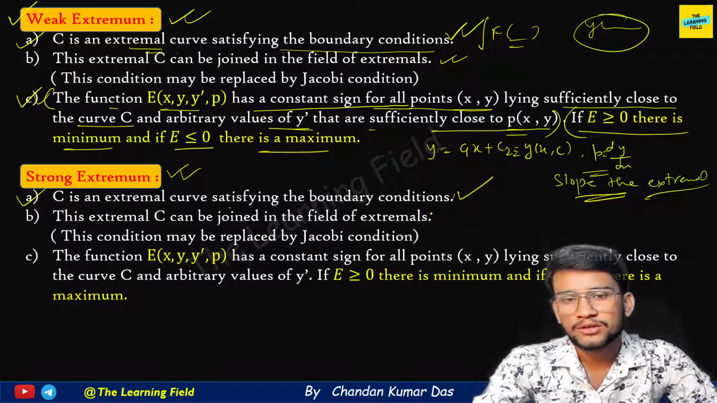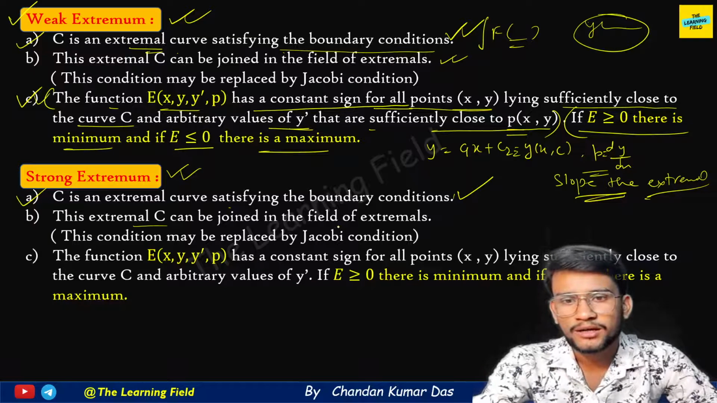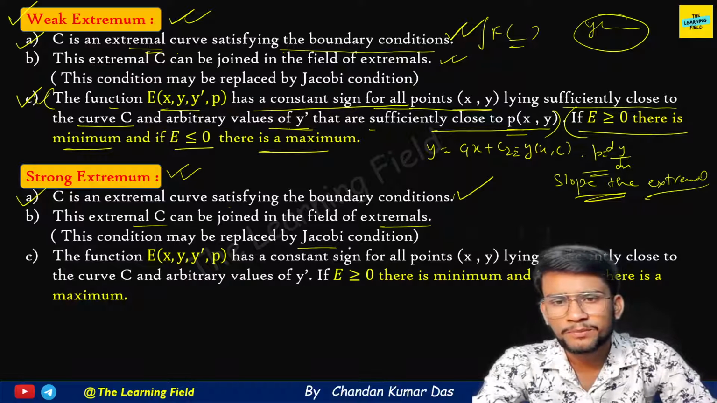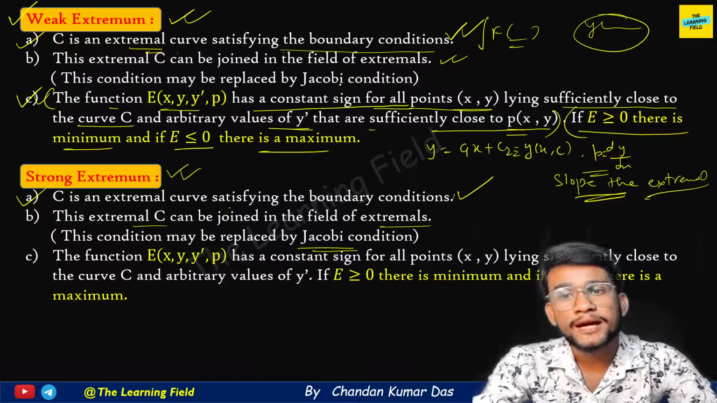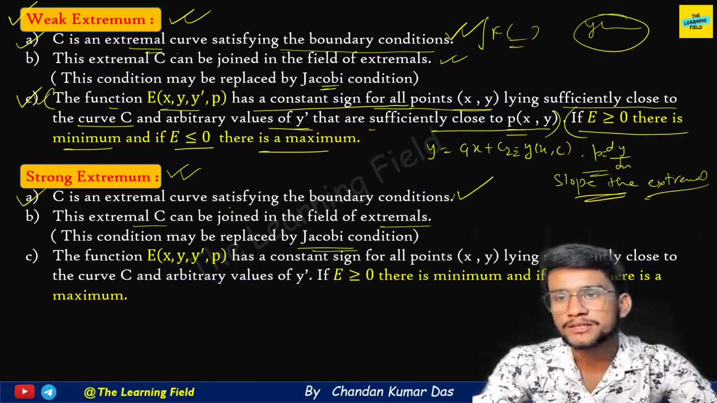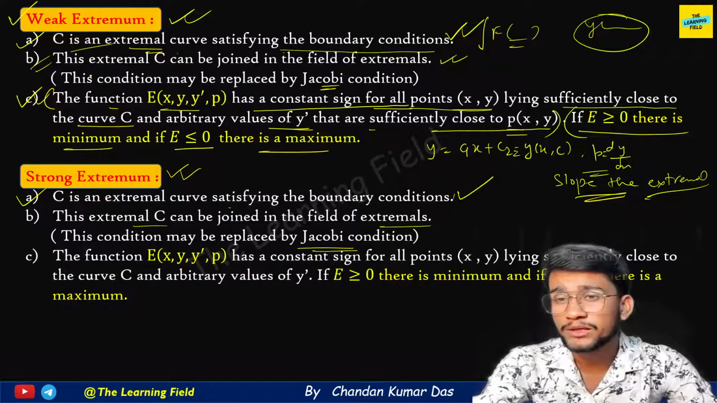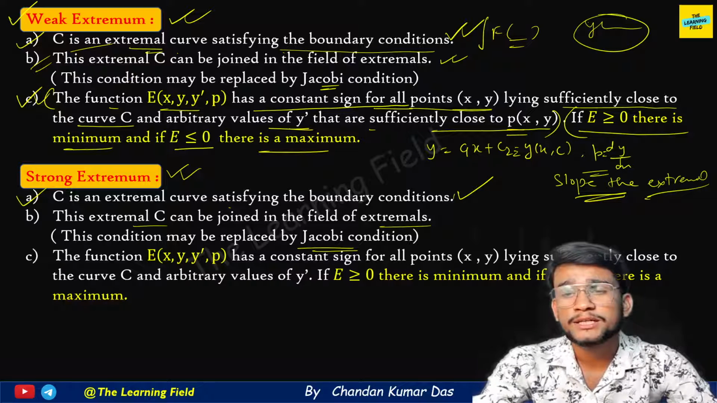Yes, this is also satisfied, and this extremal C can be joined in the field of extremal, that is, this condition may also be replaced by the Jacobi condition. And what is the Jacobi condition? I will come to that later. That means you can also say that for this extremal C, the second condition is replaced by the Jacobi condition, or there is an equation. If this equation is satisfied, then we say that the extremal satisfies the Jacobi condition.